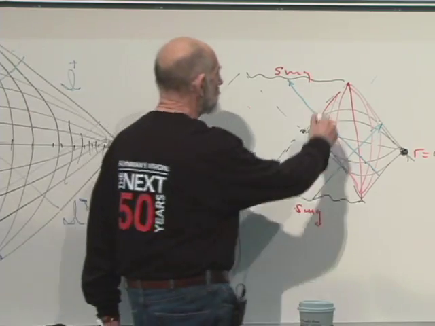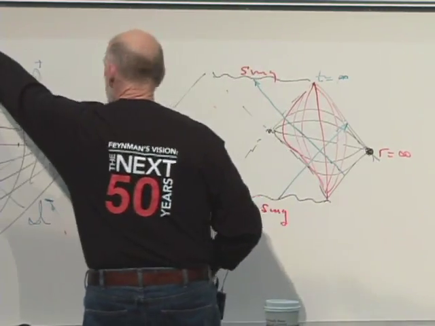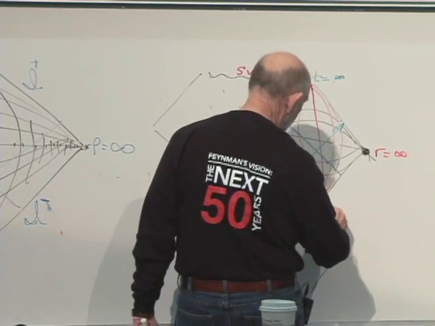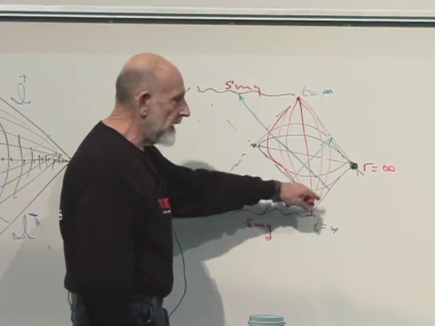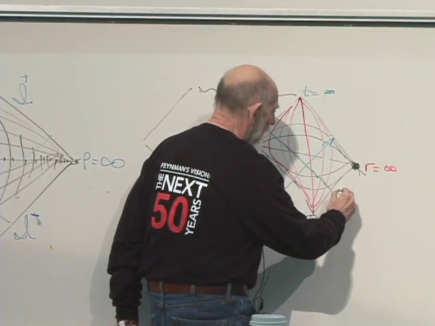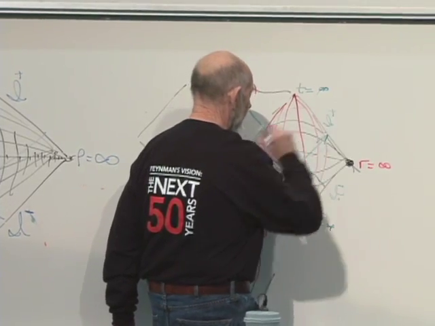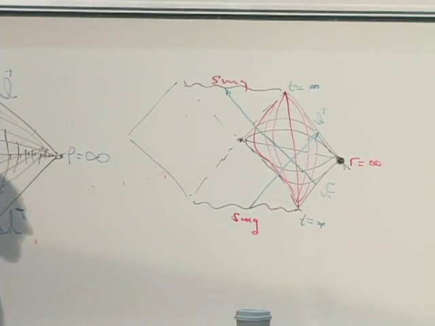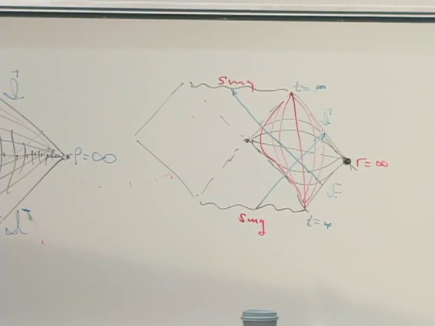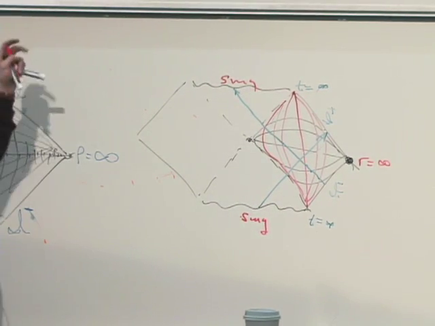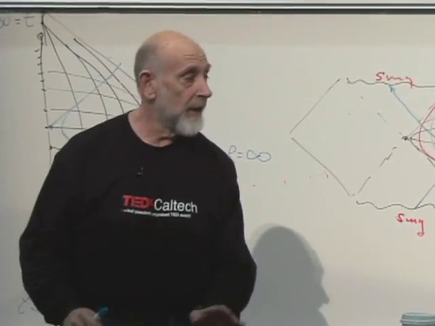This is called t equals infinity. And it's the analog of the point up here. This is called t equals minus infinity. This is called r equals infinity. This is called past light-like infinity. This is called future light-like infinity. Okay. And that's it. That's the black hole. That's the Schwarzschild black hole in a nutshell. All of space-time drawn on a finite piece of a plane.